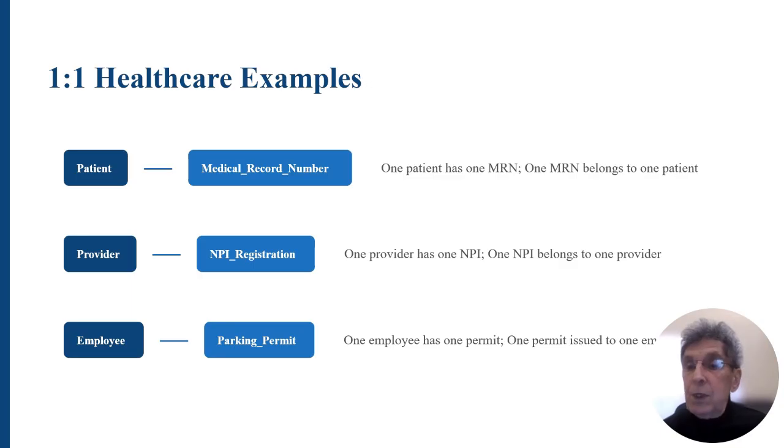Where do we actually see one-to-one relationships in healthcare? Well, a patient to medical record number. In theory, one patient has one medical record number, and one medical record number identifies one patient. I say that in theory because, in reality, duplicate medical record numbers and patients with multiple medical record numbers due to mergers are a huge data quality problem.